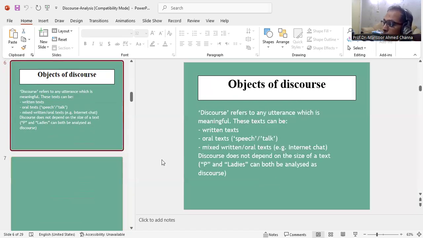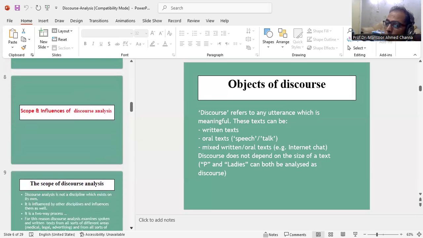Now, the objects of discourse. Discourse refers to any utterance which is meaningful. These texts can be written text, oral text, speech, talk, mixed written and oral text, e.g., internet chat. Discourse does not depend on the size of a text. A person and a lady can both be analyzed as discourse.